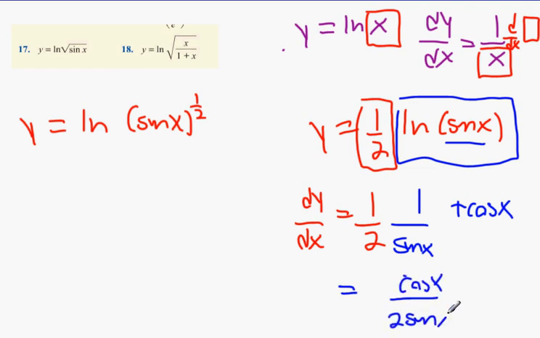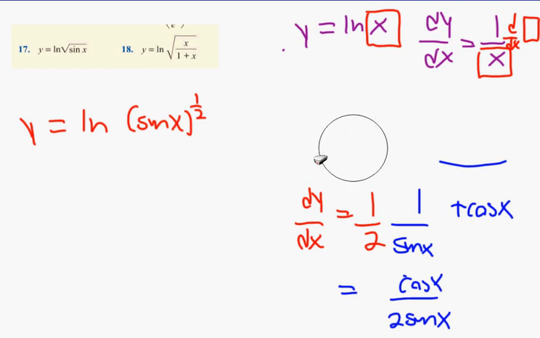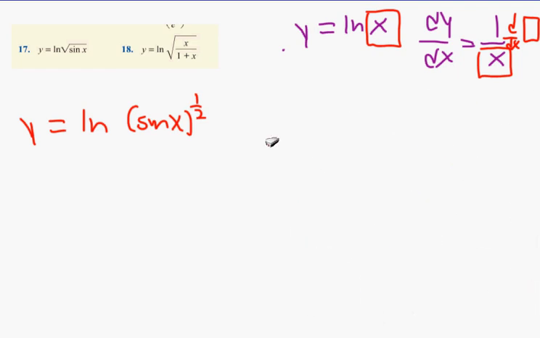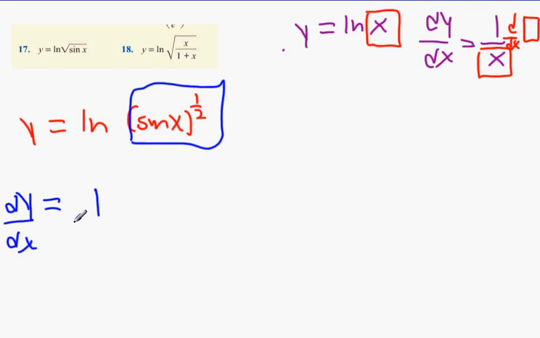But look what happens when you don't spot the rule. When you don't spot the rule, you're going to have to do it this way. dy dx is going to equal 1 over the box. That's the box there. So 1 over sine x to the power of a half. Differentiate the box. If we're differentiating this box, what type of rule is it? It's a chain. It's going to be a half.